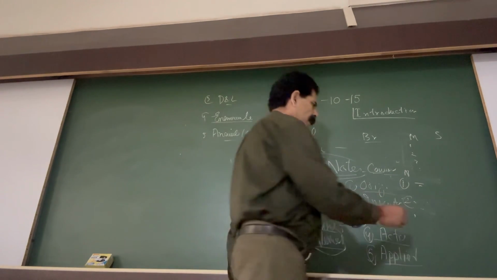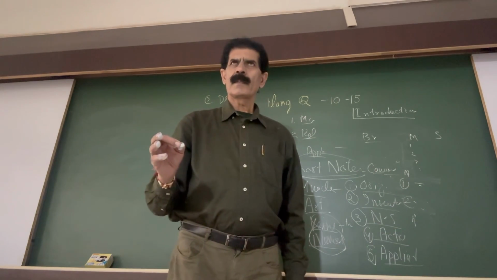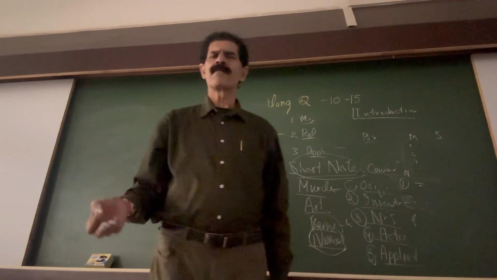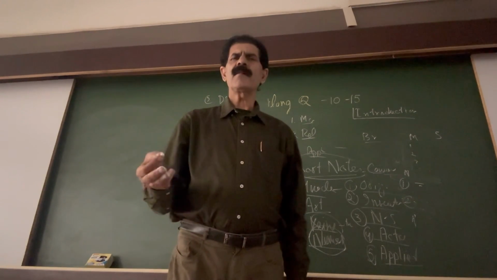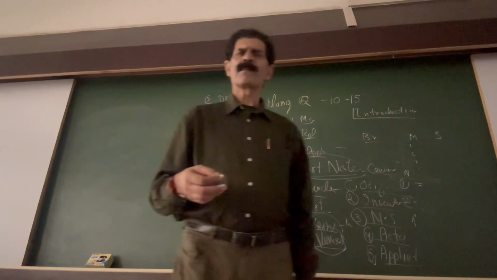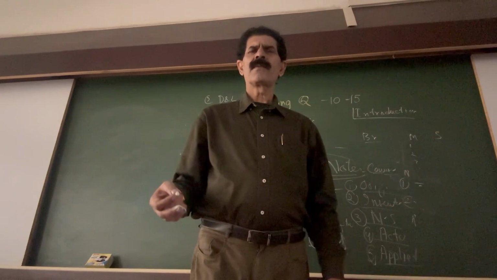And last is the applied: if this nerve is cut, it naturally leads to paralysis of the muscle supplied by it, or if it is a sensory nerve, it leads to loss of sensation of some particular part of the skin. So this is how to attempt all these questions.